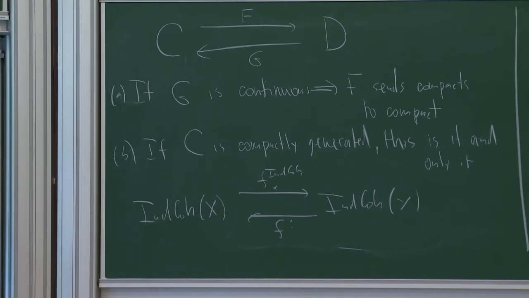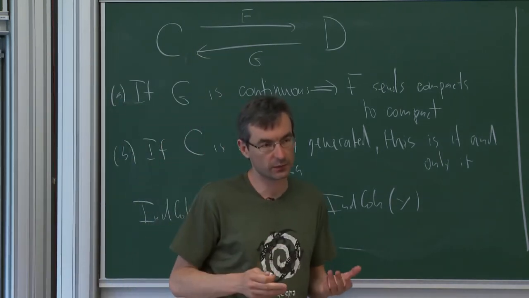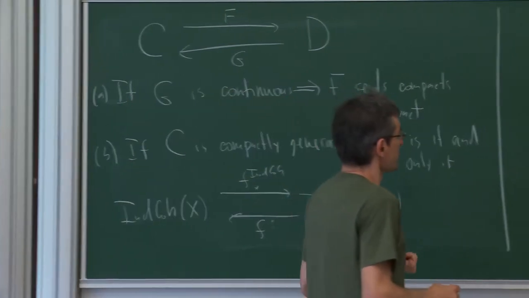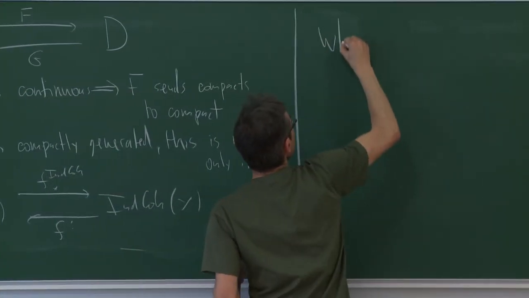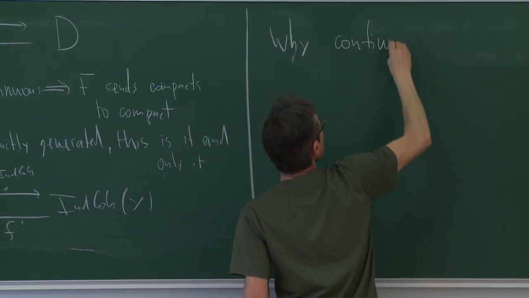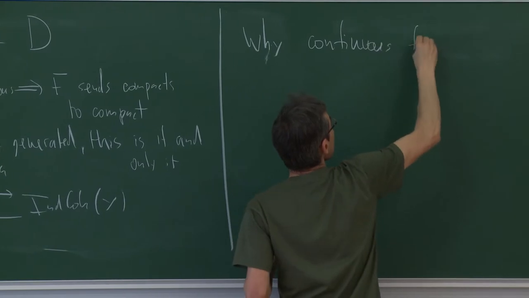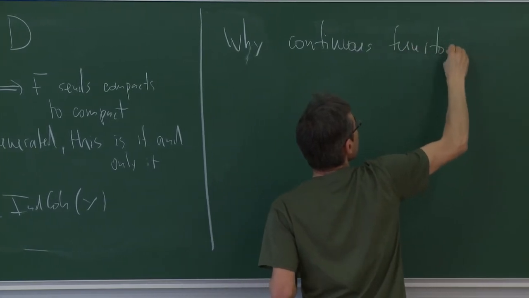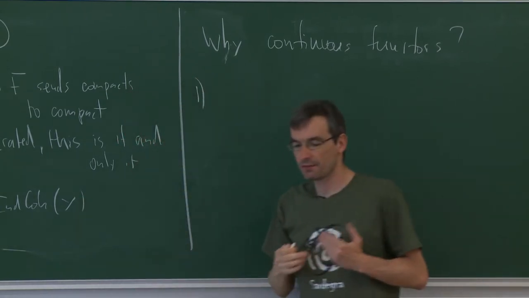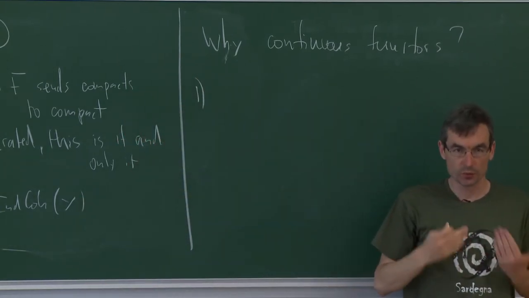So now let me say a few words. Why do I insist so much on having continuous functors? Why do I care? So there are two reasons. One is very practical, and the other is even more practical. So, why continuous functors? Answer one is that if the functor is discontinuous, it's very difficult to compute anything.